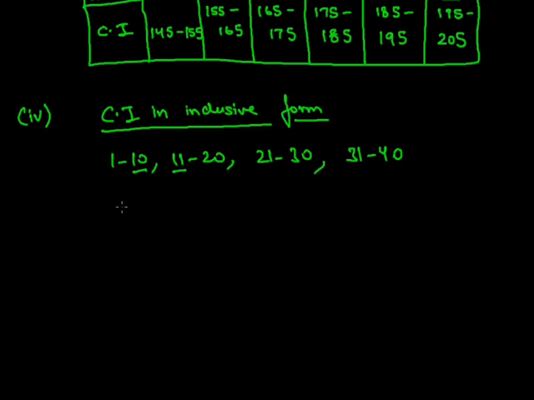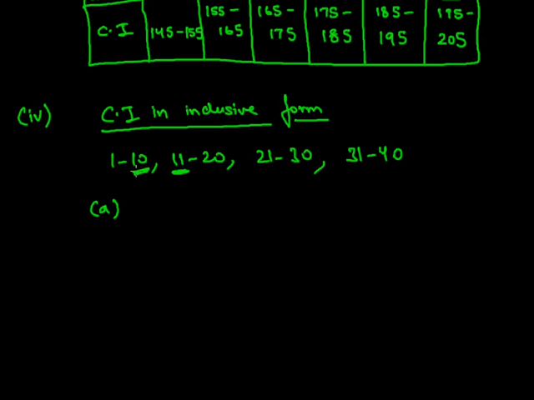So what we need to do, suppose the data is given in this form, we again have to follow some steps. The first step: for converting into the exclusive form, we need to make the upper limit of the previous class equal to the lower limit of the next class. Then the data will be in the exclusive form.